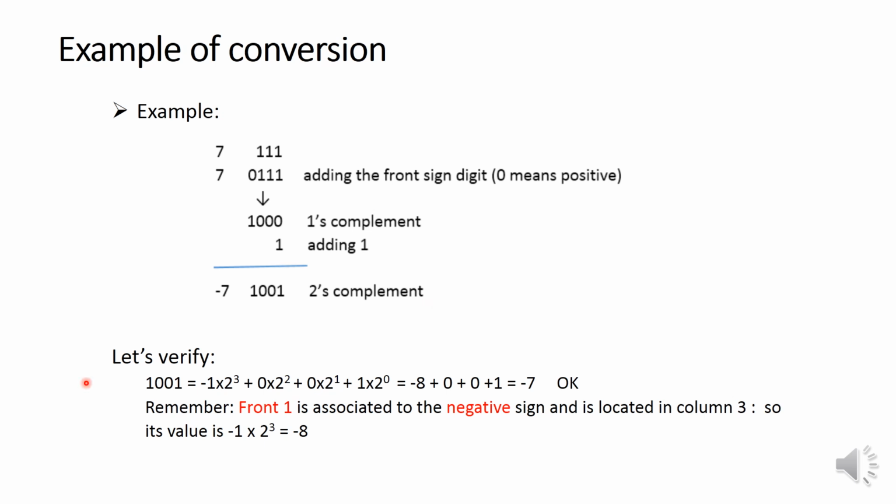Let's verify. This is the verification. The result is minus 7, so it's okay. The minus 1 here, it is because it is associated to the negative sign. And the 3, it is because it is located in the third column. Column 0, column 1, column 2, column 3. So the result is correct.